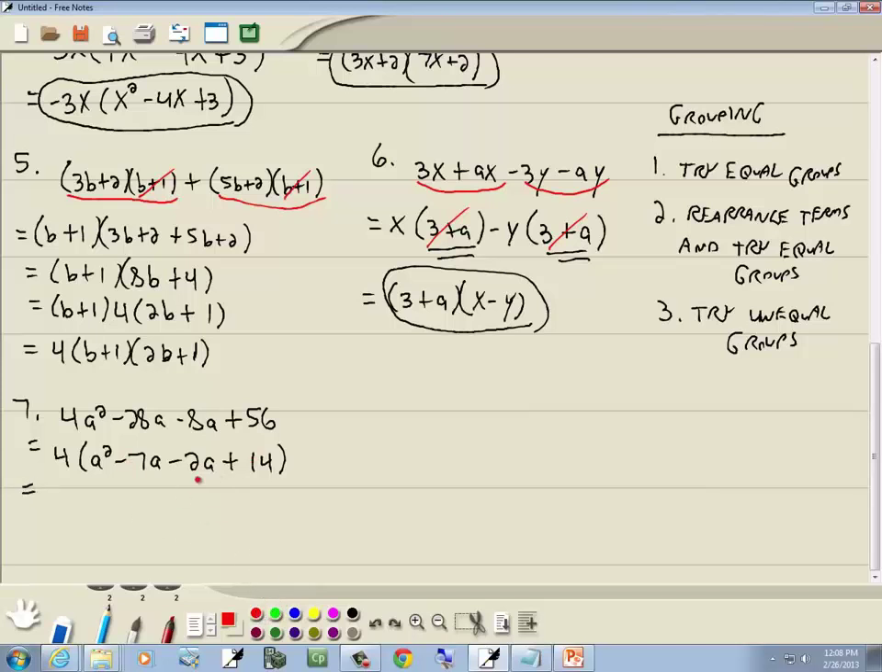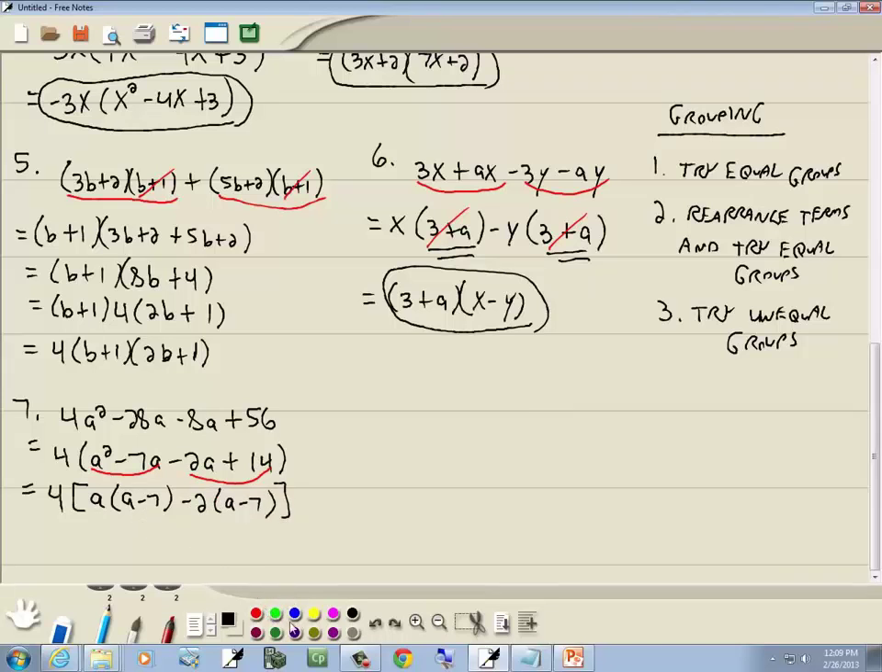Well, now what's left inside the parentheses is 4 more terms. That's grouping. We try to group the first 2 together and the last 2 terms together. The 4 just carries down out in front, doesn't change anything. Looking at my first group, the a squared minus 7a, they have an a in common, so I factor that out, and that leaves me a minus 7. Now my second group, they're both divisible by 2. My first term's negative, so I factor out negative 2, and that gives me a minus 7.